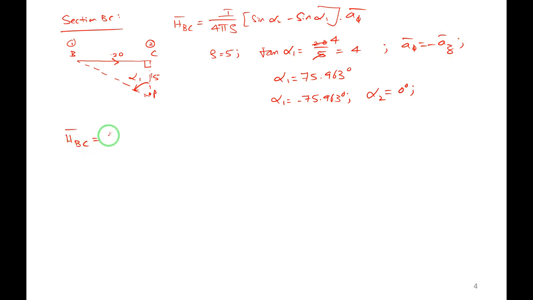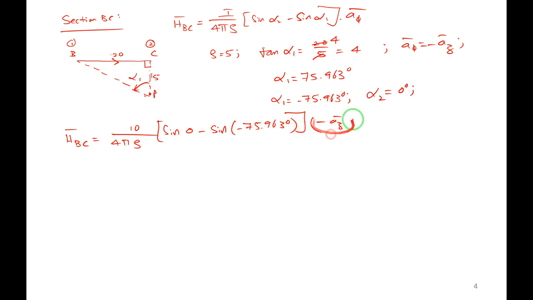So I is how much? Current I is 10 amps. 10 by 4 pi rho into sine of alpha 2, it is 0, minus sine of alpha 1. Alpha 1 is minus 75.963, into minus AZ. A phi is minus AZ. So we'll calculate this HBC. How much we will get?